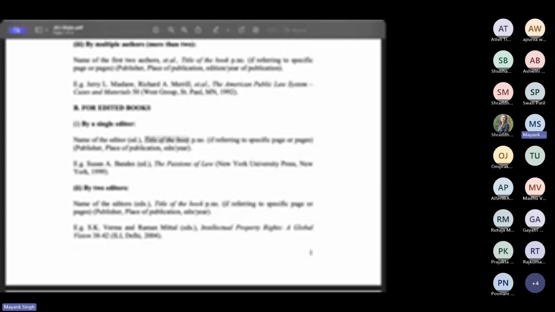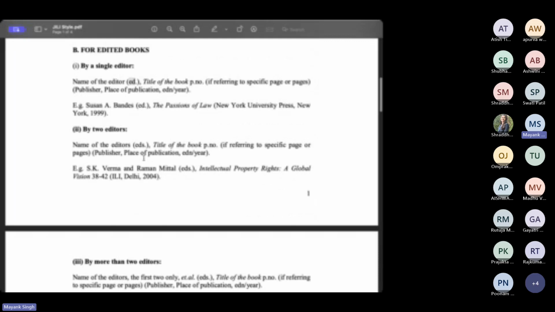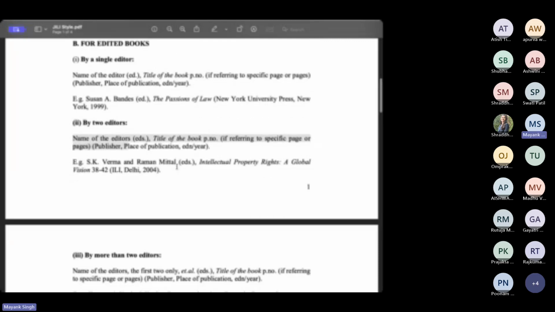Then again same thing, title of the book, then page number. Then if you are referring to a specific page, you will write the page. Then publisher, place of publication, edition, year. Rest all things are same. But just you have to write the ED, that is the editor. For two editors, the names of the editors, then ED, same thing like this.